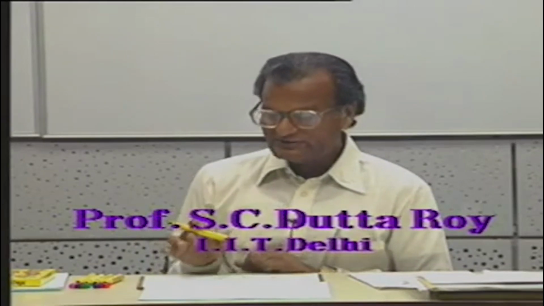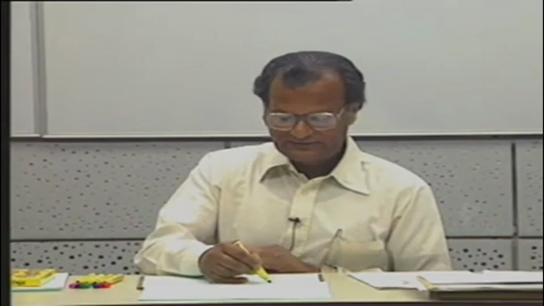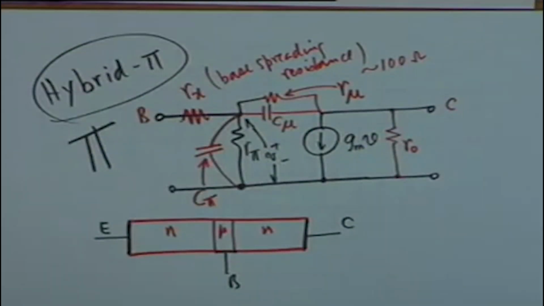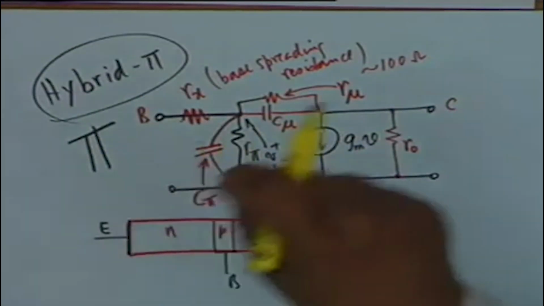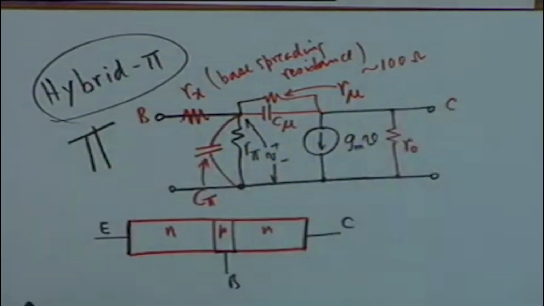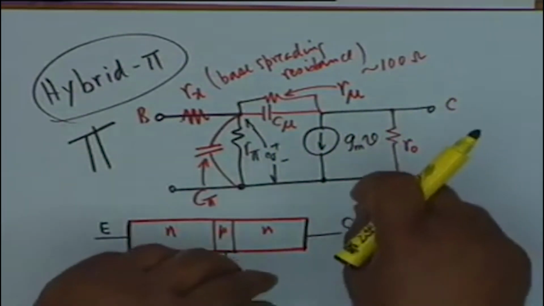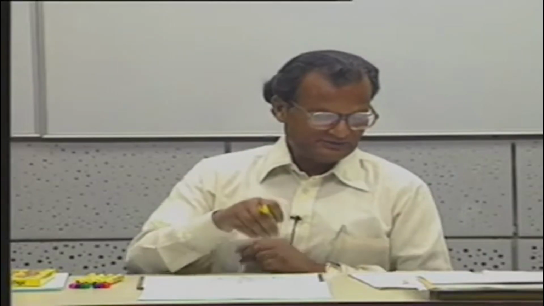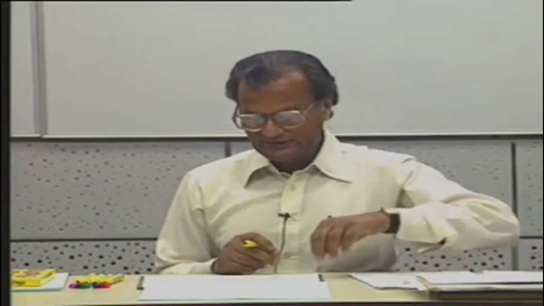And you see, the model looks like a pie. It looks like a pie, and therefore it is called a hybrid pi model of the transistor. Hybrid pi originates from the hybrid parameters H11, H12, H21, H22. We first went through a simplification and then brought back all the parasitics, and it looks like a pi, and therefore it is called a hybrid pi model.